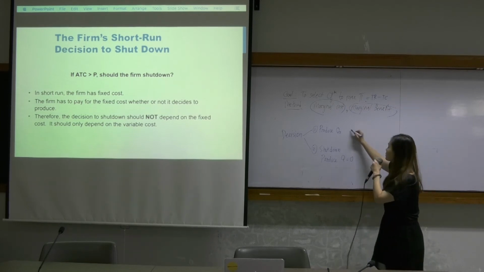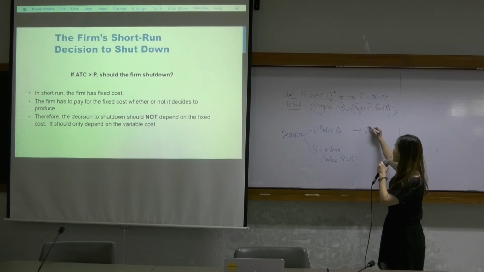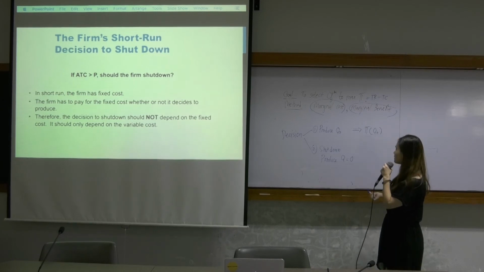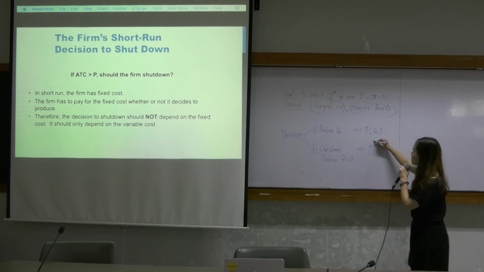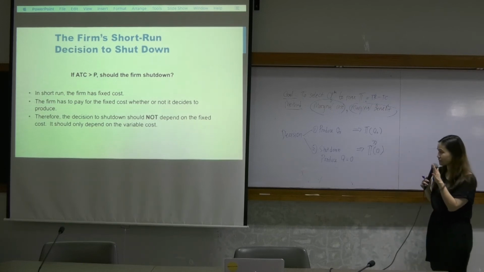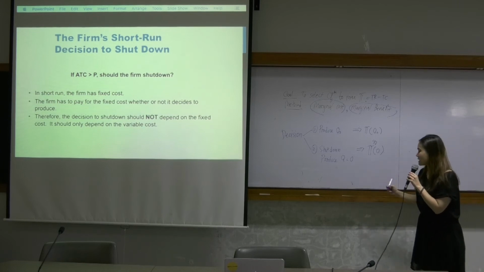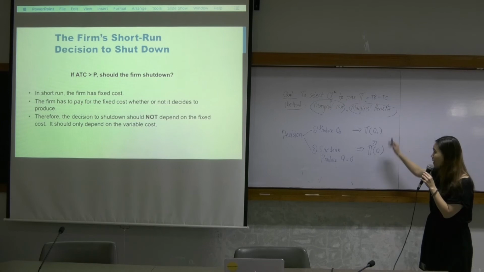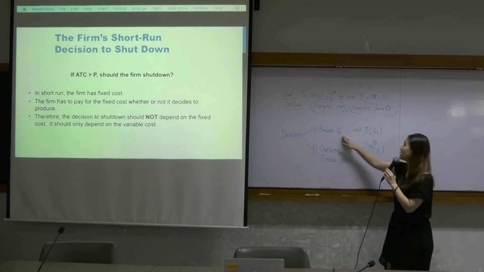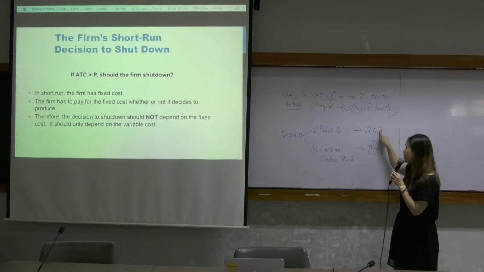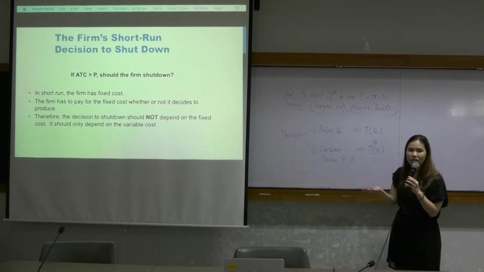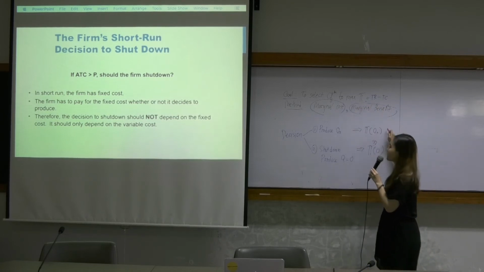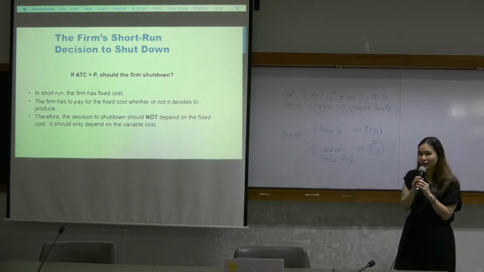If you produce Q0, what do you get? You get pi as a function of Q0. And if you shut down, what do you get? You get pi as a function of not producing anything, so we can call it pi shutdown. Now we want to compare. The firm will produce if pi Q0 is bigger than pi shutdown, and the firm should shut down if pi shutdown is higher. Easy, right? Because the firm wants to maximize profit, so they will choose whichever decision has the bigger profit.